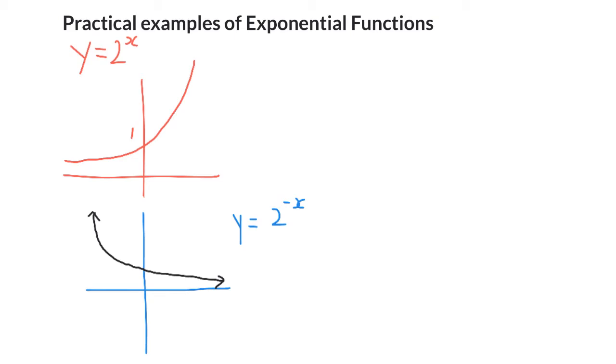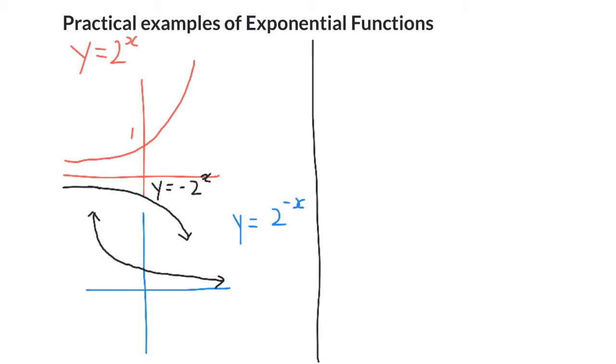We can do things like if we had one that we wanted to look like this, that would be something like y equals negative 2 to the x. So that's a few basic things there. Now, some examples of practicalities of exponential functions. You already know a little bit about this. You just don't know that you know it.